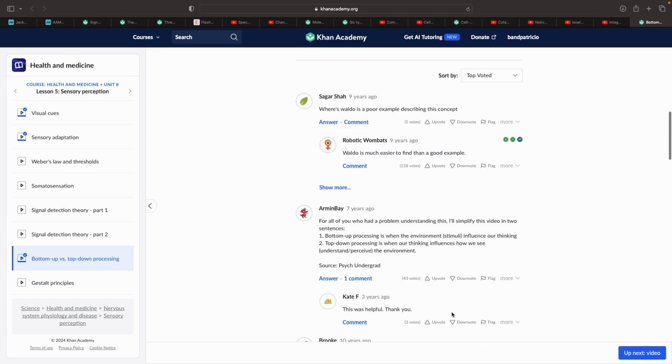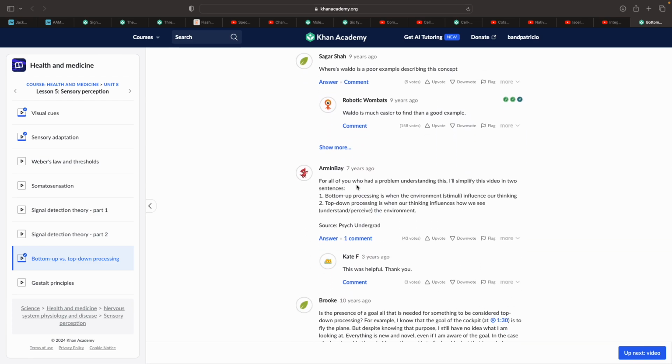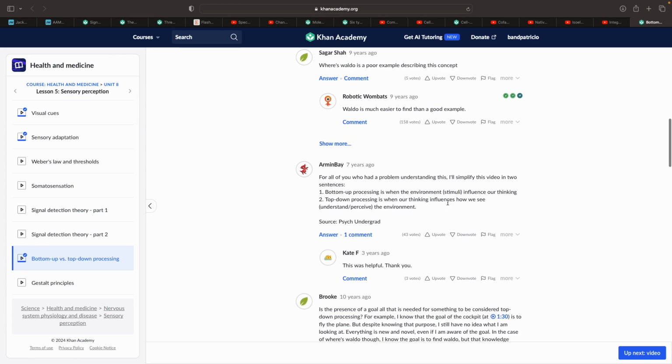So yeah, for all of you who had a problem understanding this, also divide this video into some. Bottom up processing is when the environment stimuli influence our thinking. Top down processing is when our thinking influences how we see, understand, and perceive the environment.